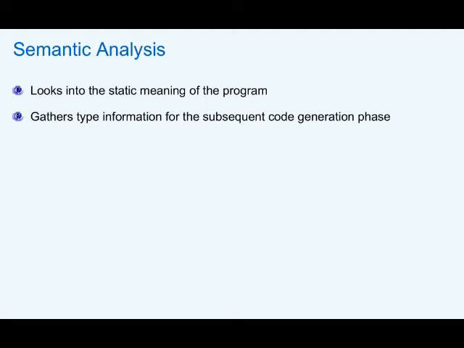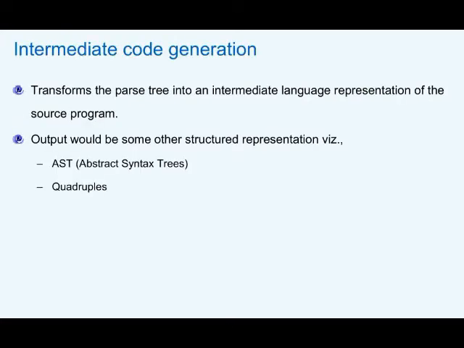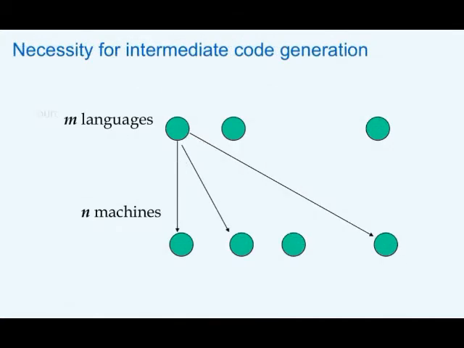Then comes the next phase, the intermediate code generation phase, where the parse tree which we have got from the earlier phases will be converted into an intermediate language representation. This intermediate language representation may be in different forms, like an abstract syntax tree kind of structure or the quadruple kind of structure. But the question comes at this stage: why are we talking about something called the intermediate code generation phase? What is the necessity for it?